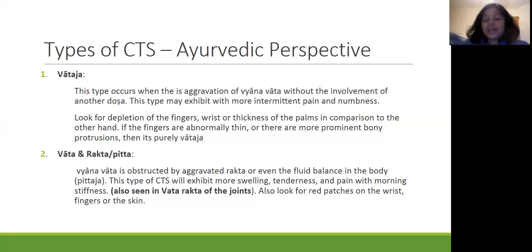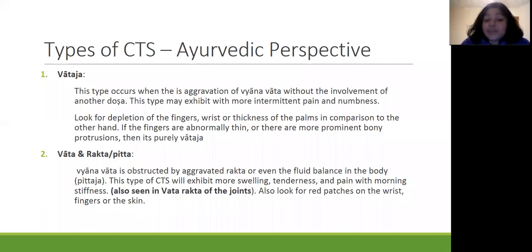So that's kind of what you want to look for the vata type. For the vata, when it's vata that is aggravated because of aggravated rakta or pitta, or even in the sense of fluid imbalance. Fluid imbalance, again, tends to happen when there is a rise of pitta. So the fluid tends to rush to that area to help to sort of soothe it or to calm it down or to help to pacify some of the heat of it. And in that sense, that can cause, again, that fluid imbalance.